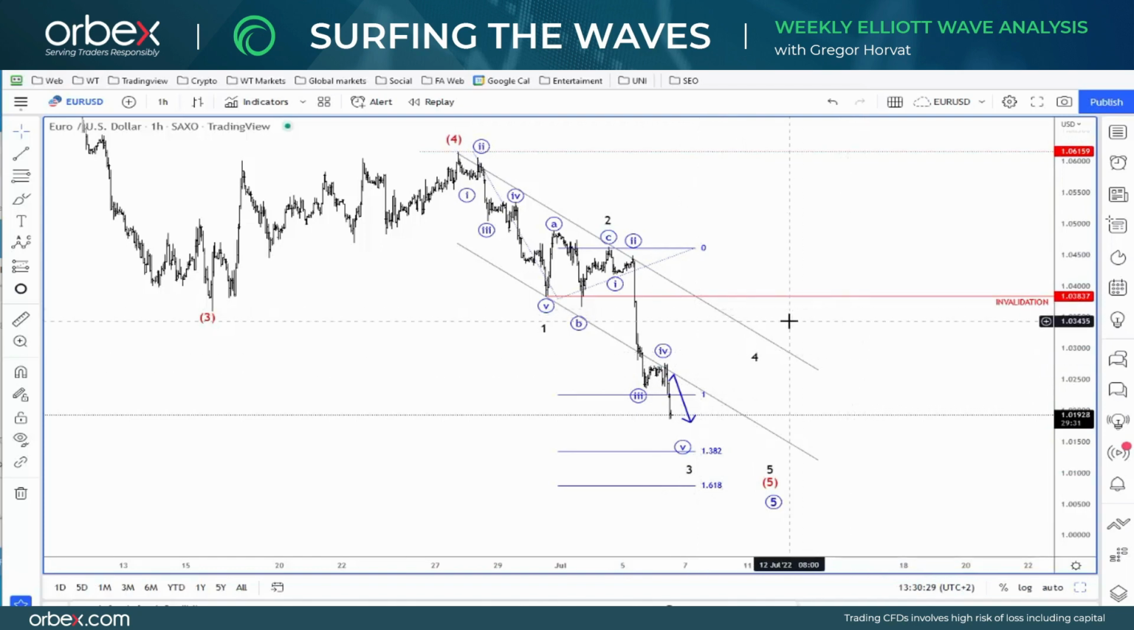If maybe suddenly we see a break above the 104 level, then I think that we could be dealing with a bottom, even if just temporary.